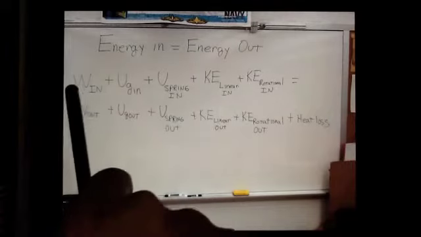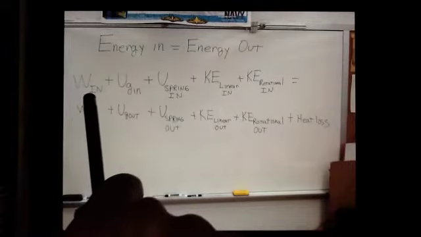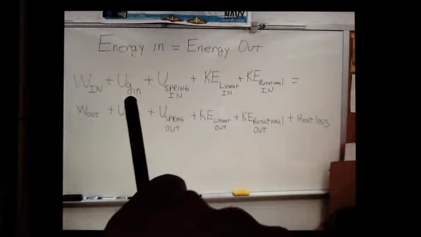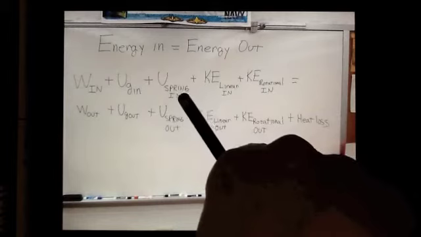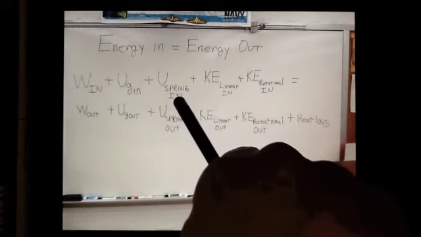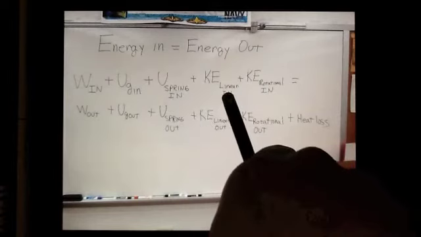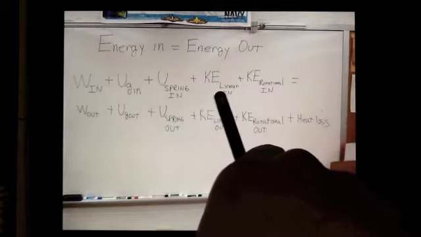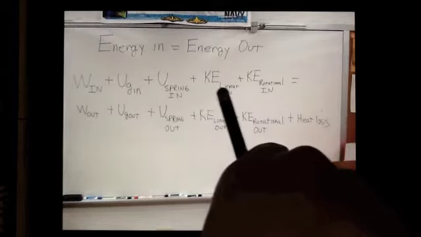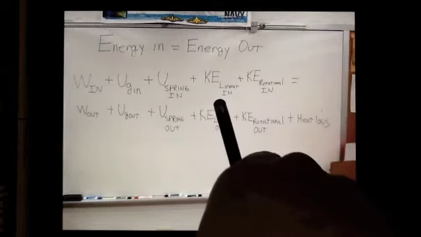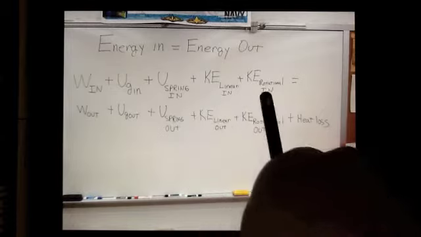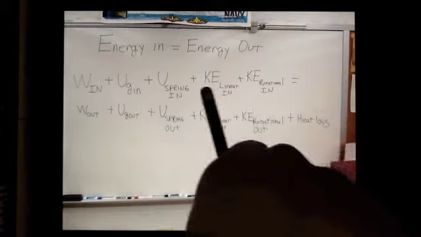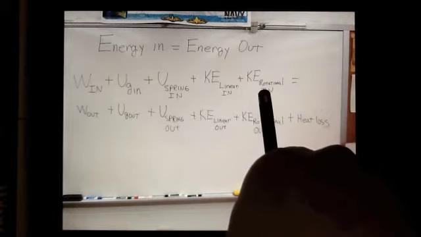So again, let's start back at the beginning. I could have work that I put into a system. I could have potential energy I put into a system. I could have a spring that's stretched. That means I start with a potential energy. I could have a linear kinetic energy, so something's moving. It doesn't have to be speeding up. If it's moving, it has energy. If it's moving in a straight line, that's linear. If it's spinning, that's rotational. And you can have both at the same time.